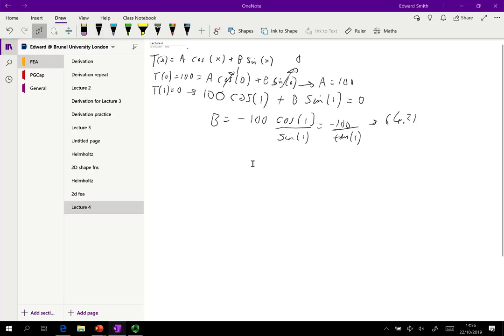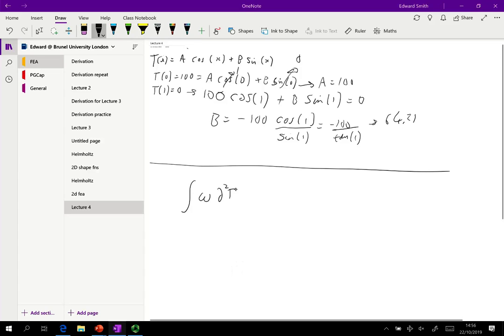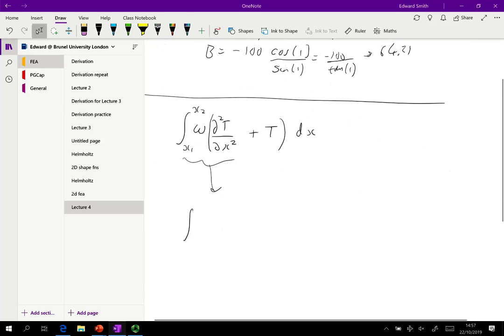Perfect. So the idea really here is that we want to solve an equation of the form: the integral of omega times d2T by dx squared plus T, dx, between x1 and x2. This process you've seen several times for this first term. We rewrite this using integration by parts, in the form: it's basically equal to the expression for the limits, which is omega dT/dx, between x1 and x2.